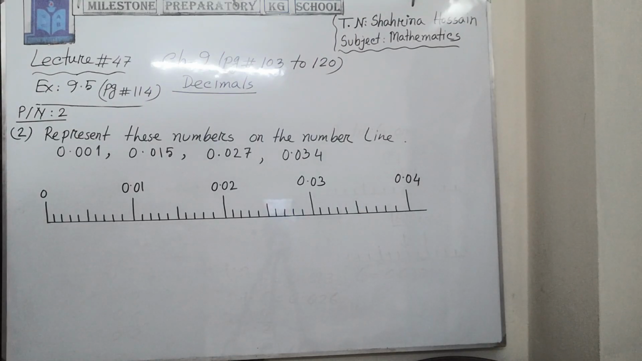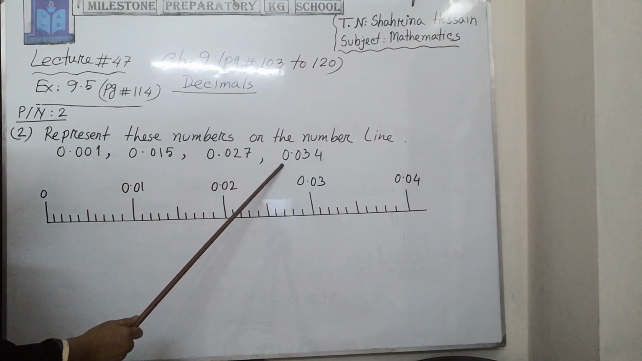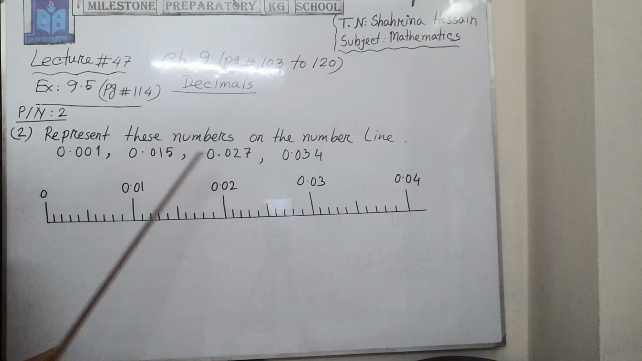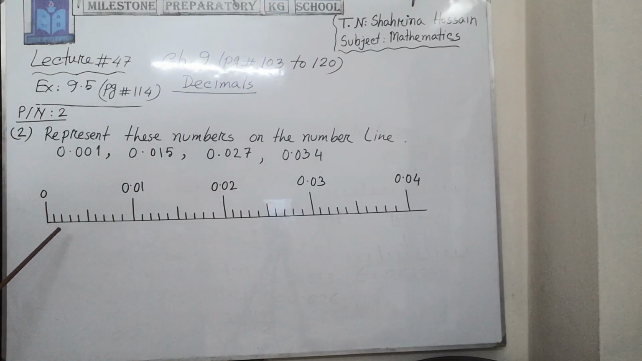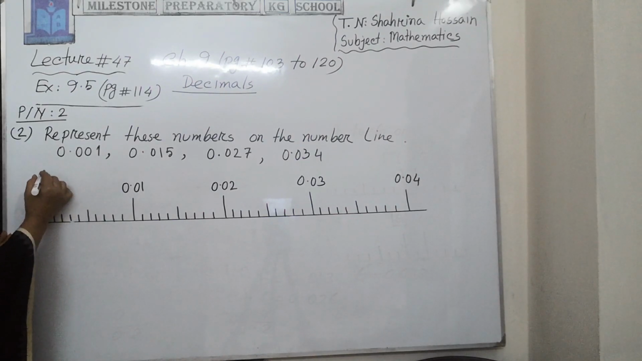Now number 2. Represent these numbers on the number line. Here they are giving 0.001, 0.015, 0.027, 0.034. Now we will find the given numbers on this number line. Okay. Now see how we can find the numbers on the number line. This is 0, so this line point is 0.001. Okay.